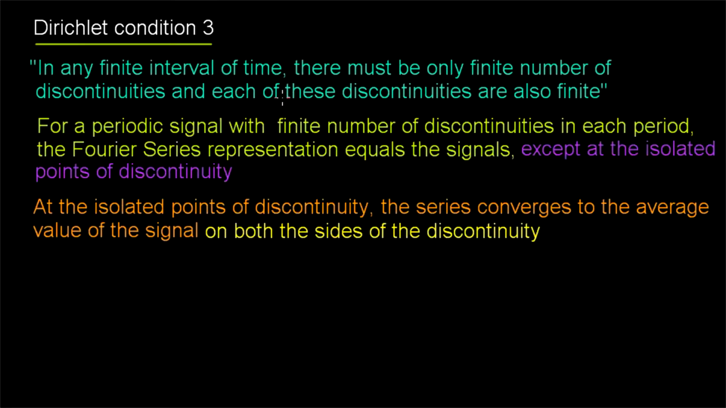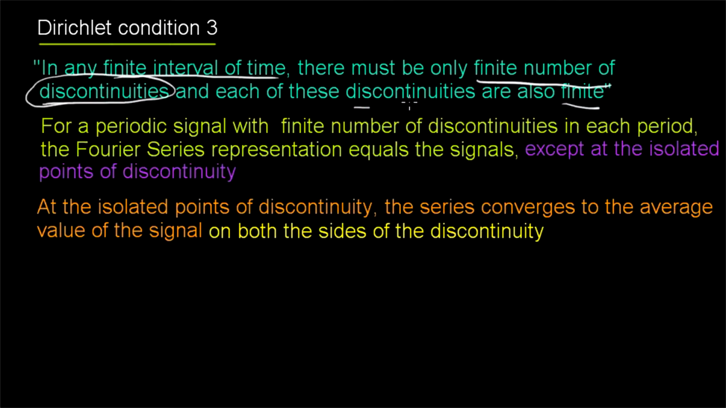Now we will analyze the Dirichlet condition 3. Dirichlet condition 3 says that in any finite interval of time, there must be only a finite number of discontinuities. So this term is very important. There must be only a finite number of discontinuities, and each of these discontinuities are also finite. So this is the third Dirichlet condition.